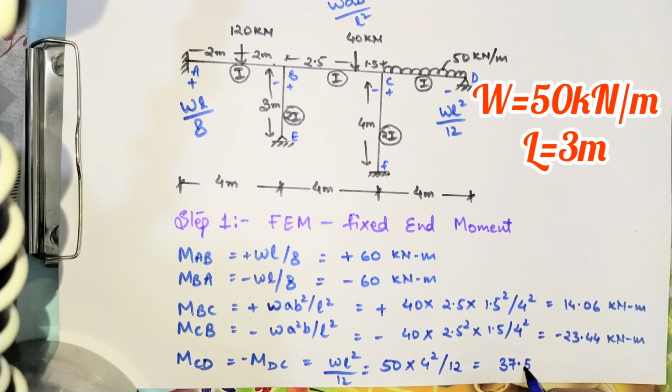So your left side would be positive, right side would be negative. I am writing the values here.